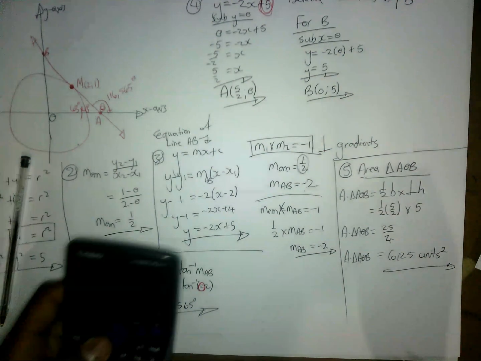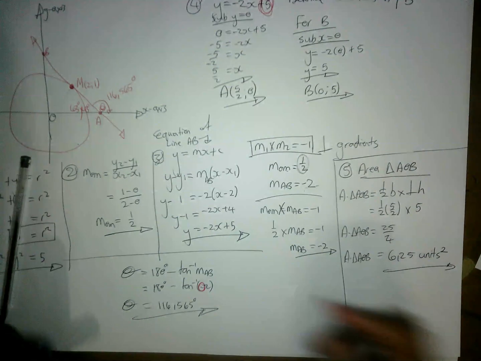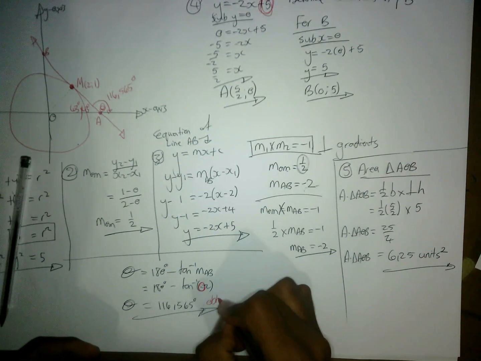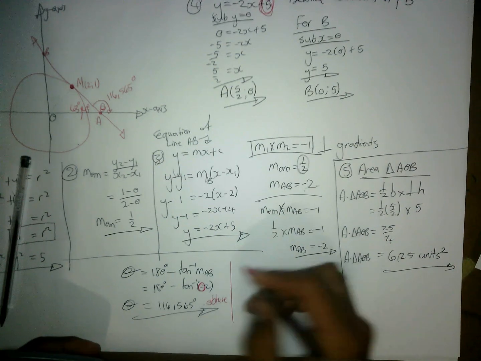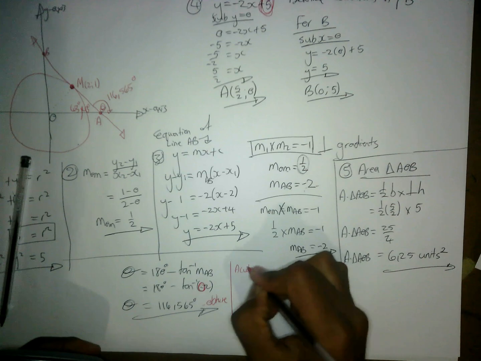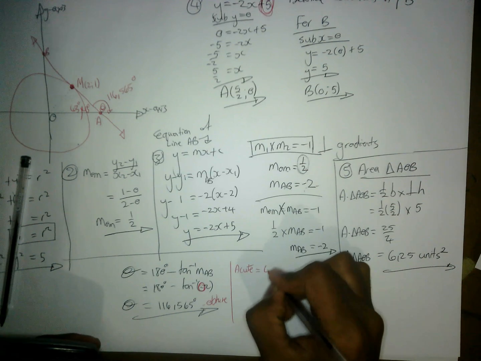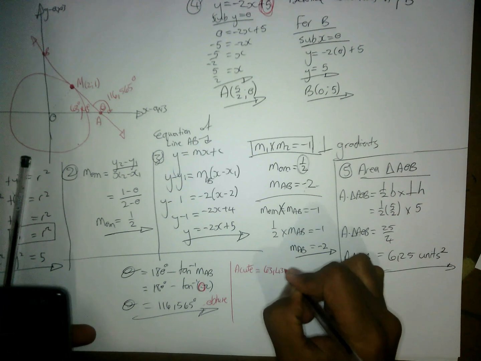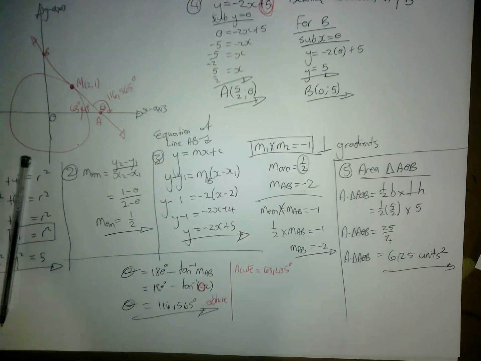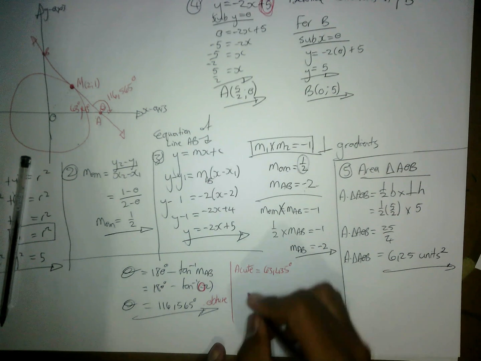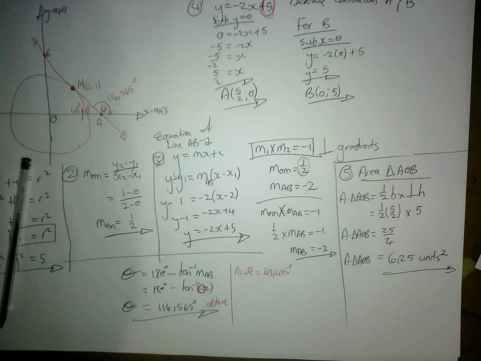So this is for the obtuse. For the acute, we have 63.435 degrees.